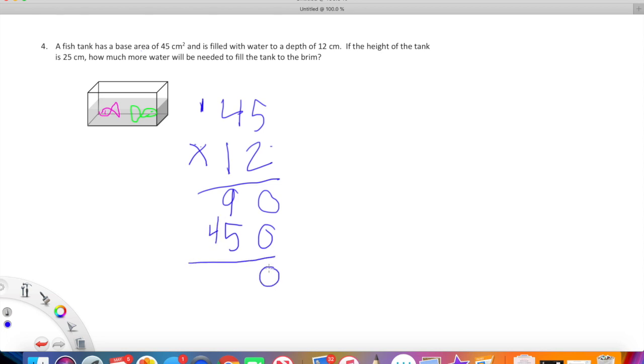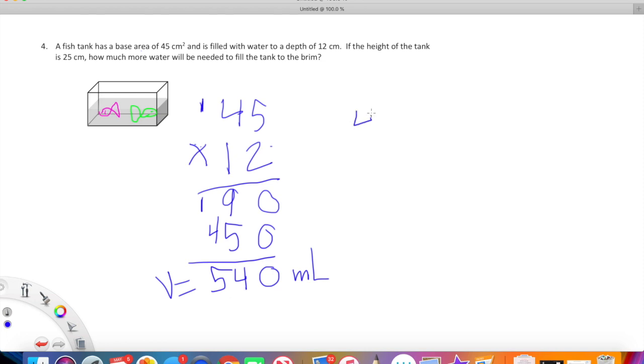0 plus 0 is 0. 9 plus 5 is 14. 4 here, 1 up here. 4 plus 1 is 5. So this is the volume of the water. And we know that 1 cubic centimeter is equal to 1 milliliter, so it's 540 milliliters. Okay, now we need to find out the volume of the whole entire tank, not just the water, the whole entire tank.